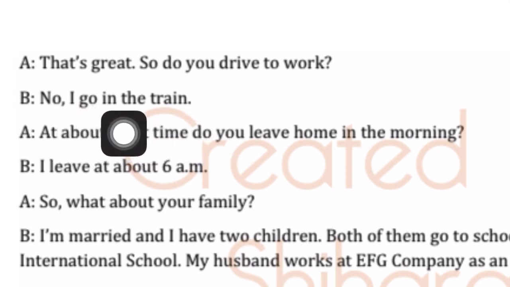So see, she goes in the train. Simple present tense, every day.